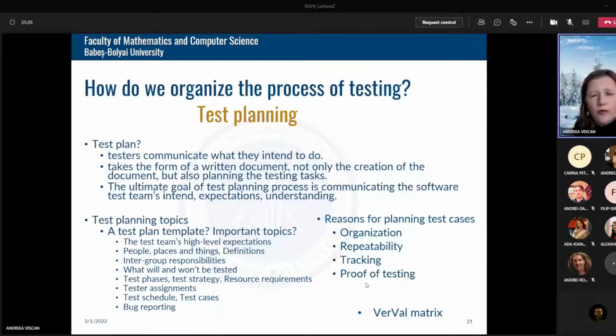And for some of the projects, you need to have a proof of testing. There are some critical applications in which all the testing steps and all the testing activities need to be well documented, and you need to have those documents in order to get the application accepted and to be paid by the client.